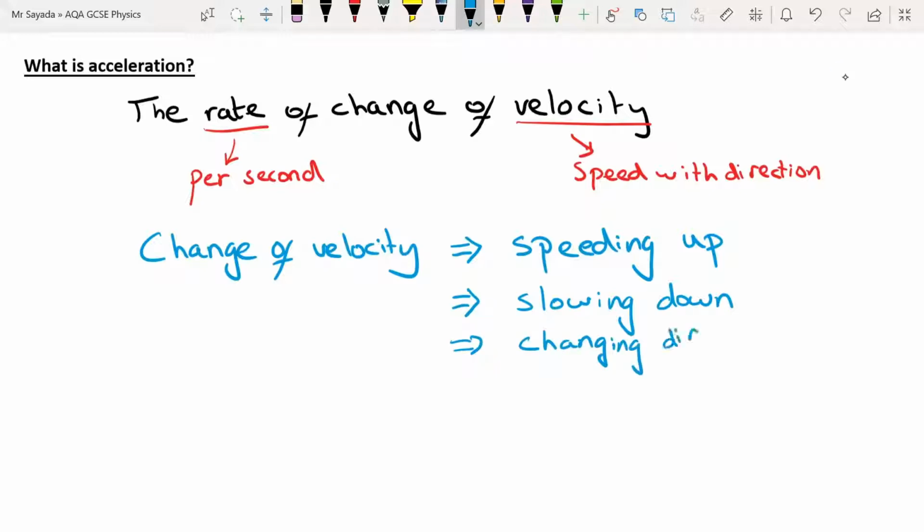So that means if you speed up, or if you slow down, or if you change direction by turning a corner or going round a roundabout, for example, you are accelerating. So acceleration in physics doesn't just mean speeding up. It means speeding up or slowing down or changing direction.